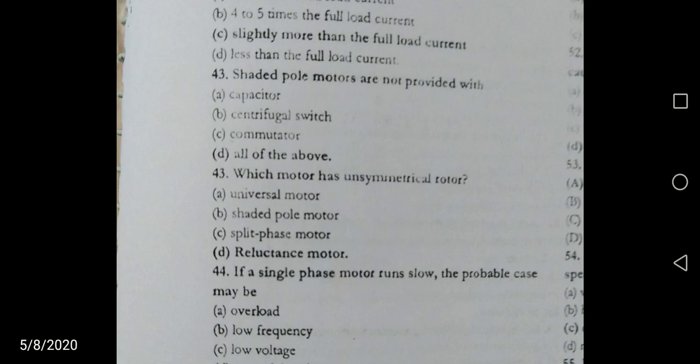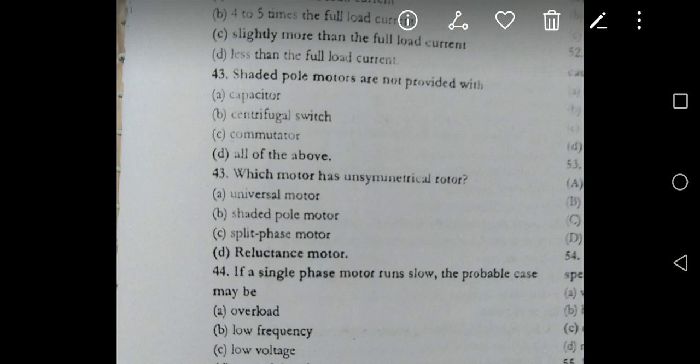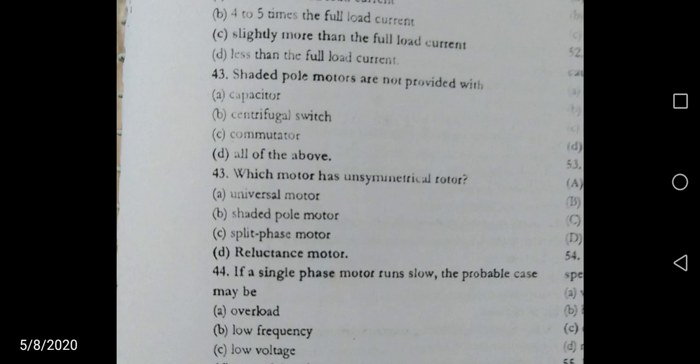And the flux produced in the shaded pole machine moves from the unshaded to the shaded region. Okay, next we will discuss the important questions, that is, objective questions of induction machines.